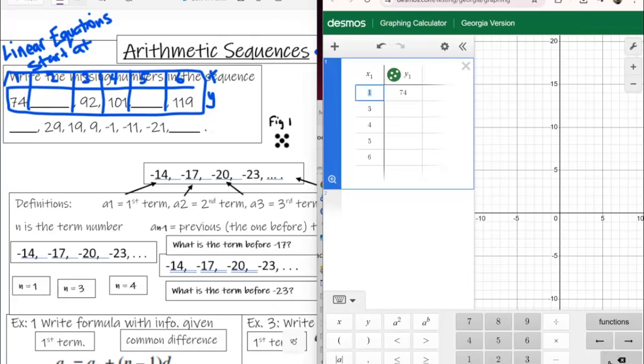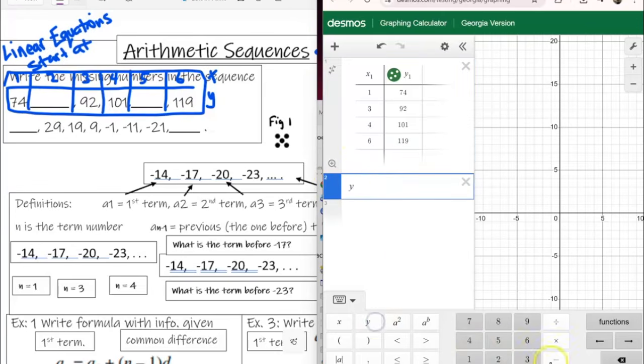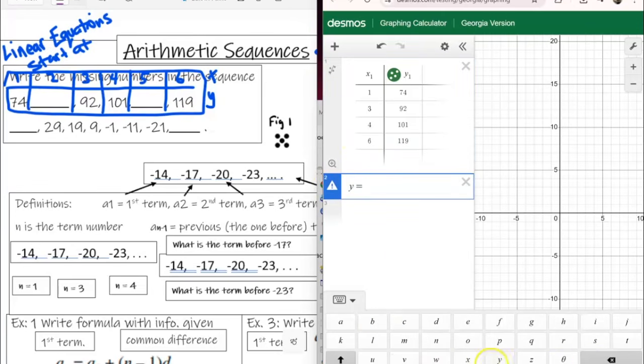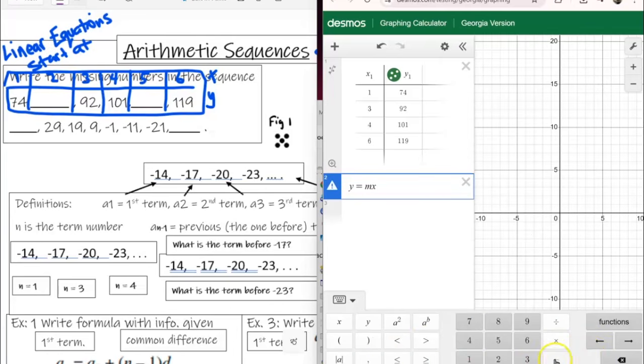So you can save yourself some time and just put in the ones that have a number for both x and y. So 3 goes with 92. 4 goes with 101. 5 goes with a blank, so I can't have any blanks because I'm going to have an error, so I'm going to delete that. 6 goes with 119. So now I have a table inputted. Now we've talked about the long way of doing this, which is typing y equals mx plus b and changing two things. Now we're going to switch to the shortcut, and hopefully they don't take that away from me. So mx plus b.